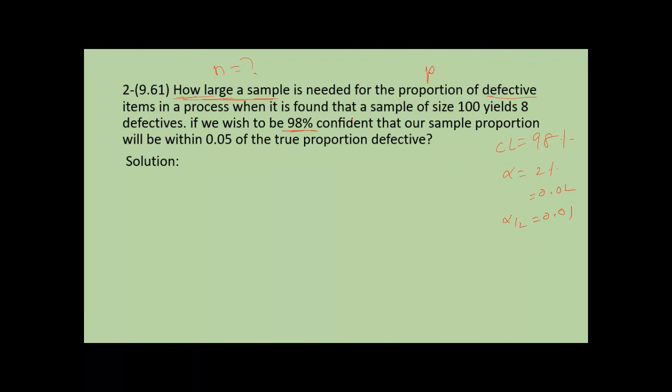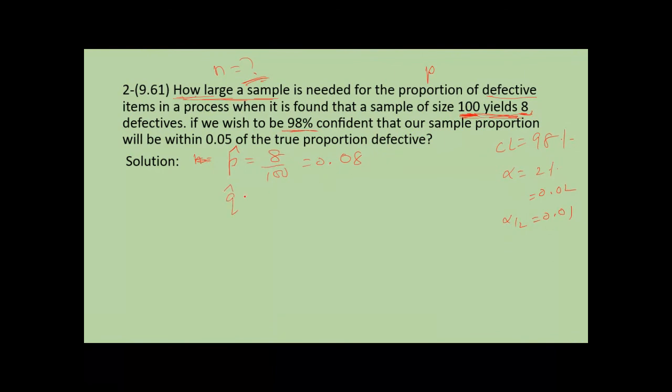In a process, when it is found that a sample of size 100, n is equal to 100. No, n is the question, but why is the sample 100 given? For 100 samples, 8 are defective. Use this one to find the probability. Okay? We don't want this sample size. We want to know what is the actual sample size. This sample size is given to identify your probability of success. It means probability of success is getting defective, isn't it? 8 out of 100. If you choose 100, you find 8 defective. So probability is 0.08.